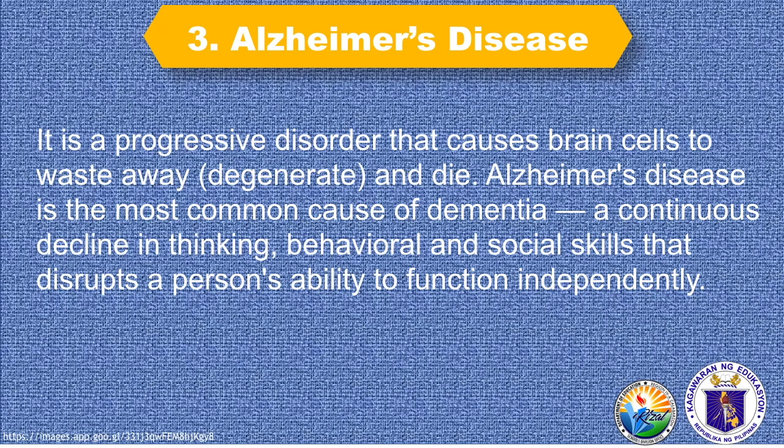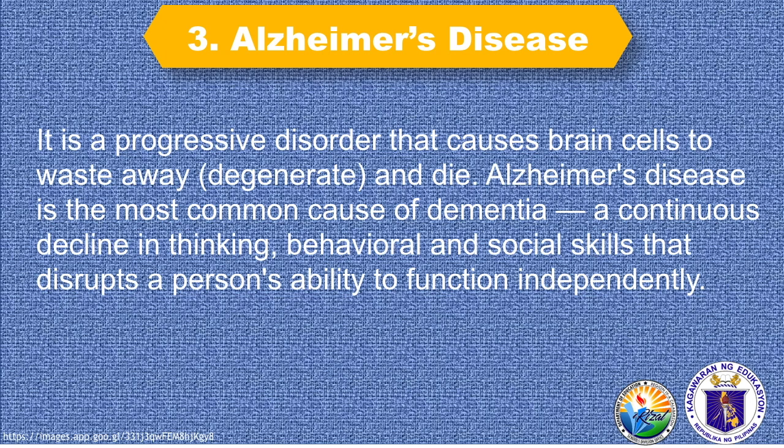And the third brain disorder is Alzheimer's disease. It is also a progressive disorder that causes brain cells to waste away. When they waste away, they are degenerating, and they will eventually die. Alzheimer's disease is the most common cause of dementia.